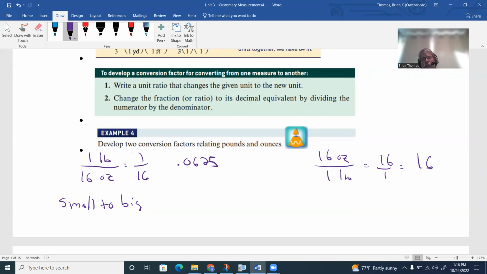Notice how if the pounds is on the bottom, that means I had to start with pounds. So in other words, if I'm going from bigger to smaller, big to small, I'm going to be using the 16. So what we discover is it's easier to go from big to small because my conversion factor is going to be a lot simpler.